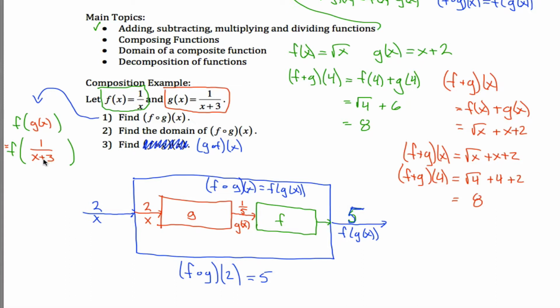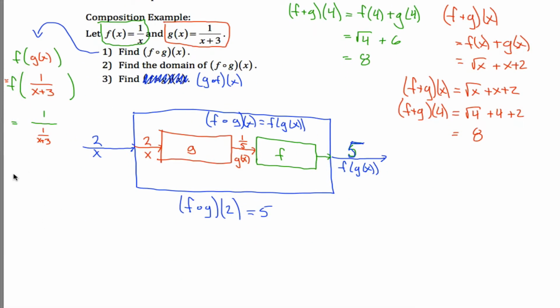f of 1 over x plus 3, no problem. I learned in 1.1 that not only can I put numbers into functions, I can put expressions into functions. All I've got to do is follow the blueprint, and everywhere I see the letter x, replace it with 1 over x plus 3. So if I'm trying really hard to color code this, I would say it is 1 over, and then instead of writing an x, I'd write 1 over x plus 3 here. This is kind of a mess. I'd like to simplify this.